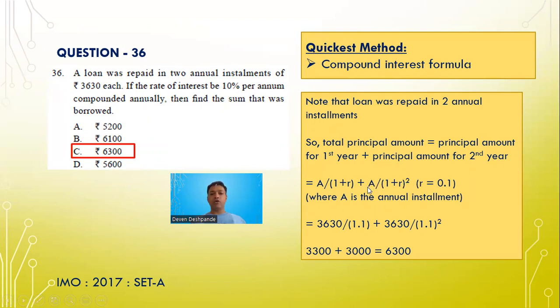The principal amount of the second year is the amount paid upon 1 plus rate of interest whole square, where R is 0.1. It was taken at 10%, and 10% is 10 upon 100, which is 0.1. So the installment was 3630. 3630 upon 1 plus R, that is 1.1, plus 3630 upon 1.1 whole square, which is 1.21. So 3630 upon 1.1 is 3300, and 3630 upon 1.21 will be 3000. So 3300 plus 3000 will be 6300.